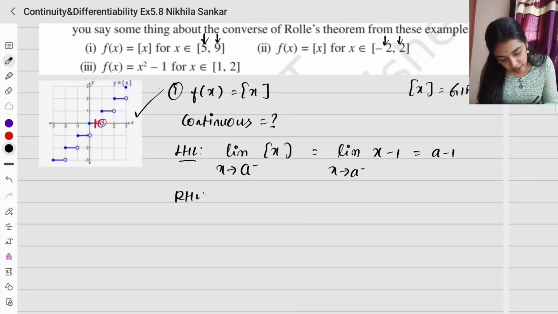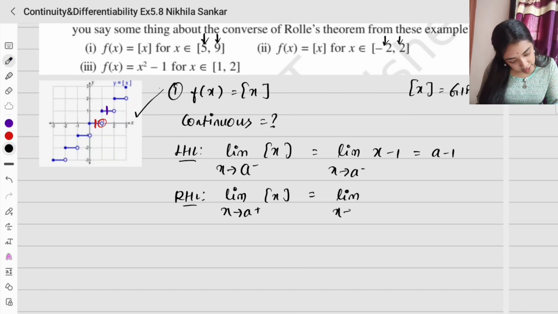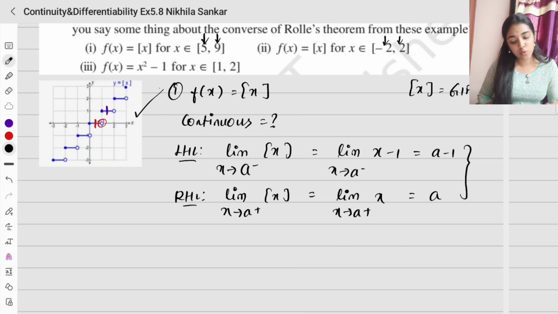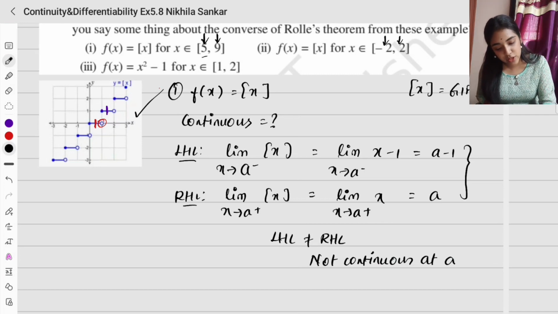அதே மாதிரி right hand limit என்ன ஆக போகுது? Right hand limit is limit of x tends to a plus of gif of x. Right hand limit, when my value of a is 1, I'm going to check for the values over here. So this is going to be x itself. So limit x tends to a plus of x, when I substitute the value, I have a. I see that these two are not equal. Left hand limit is not equal to right hand limit, which means it is not continuous at a. So it is not continuous at 5, it is not continuous at 9, it is not continuous at -2, and it is not continuous at 2.